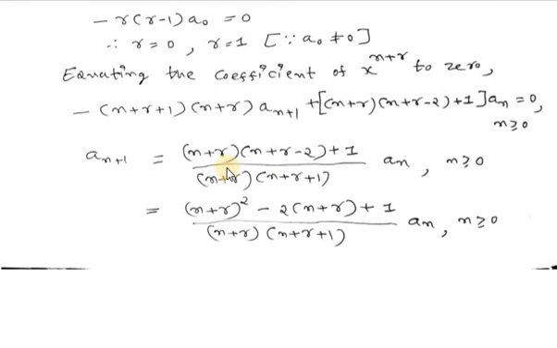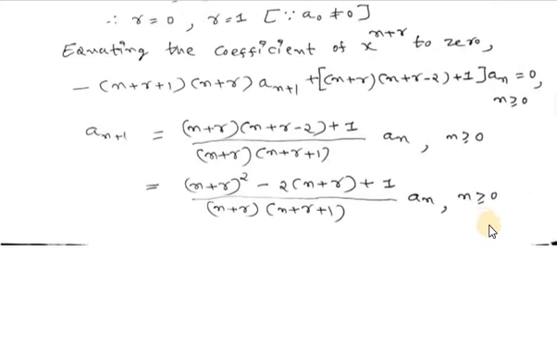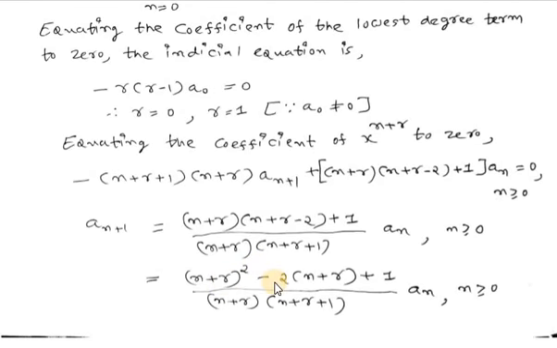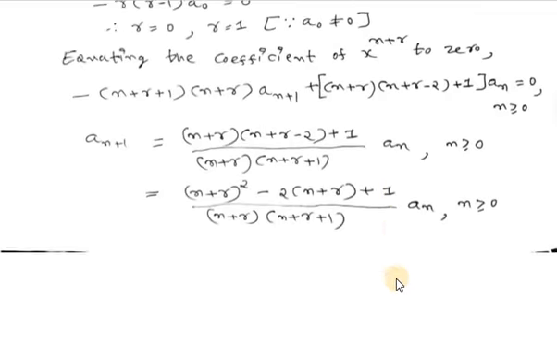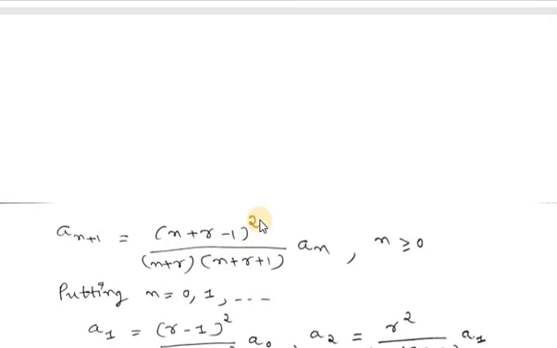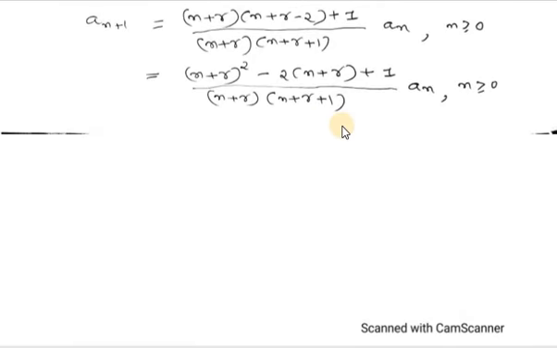Now simplify the numerator. Multiply n plus r by n plus r, so it will become (n+r) the whole square, minus 2(n+r), plus 1, into an, and the denominator will be as it is, and this is true for n greater than or equal to 0. Okay. Now applying the formula of a square minus 2ab plus b square, where a is n plus r and b is 1, so it will become (a-b) the whole square. So it is (n+r-1) the whole square into an, and the denominator will be as it is.